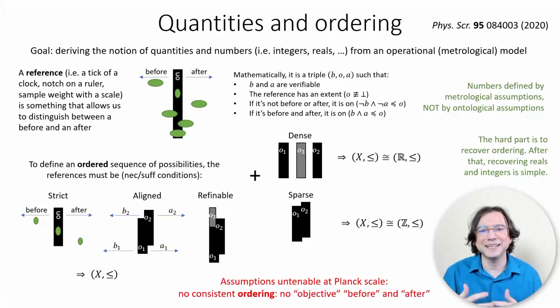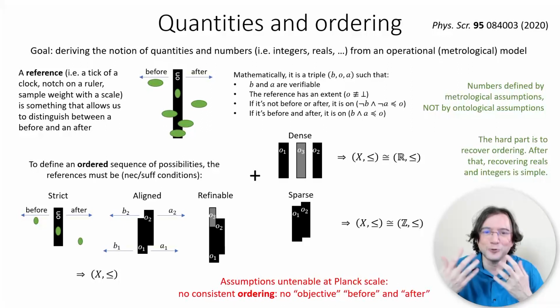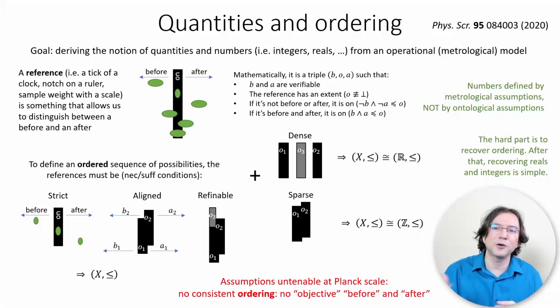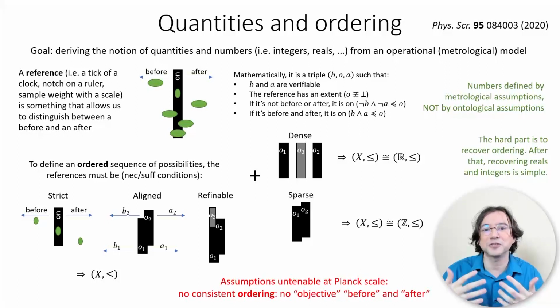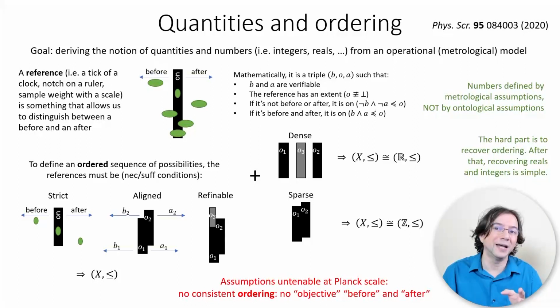And so what this tells us is that when we're going to have some physics at that scale, we really are not going to have an idea of ordered time anymore. We're going to have something that is fuzzier because there is no way to consistently order things. There is no objective before or after, right?